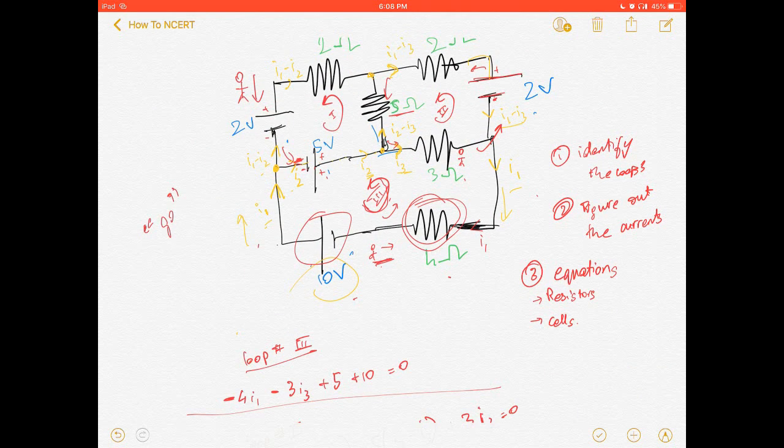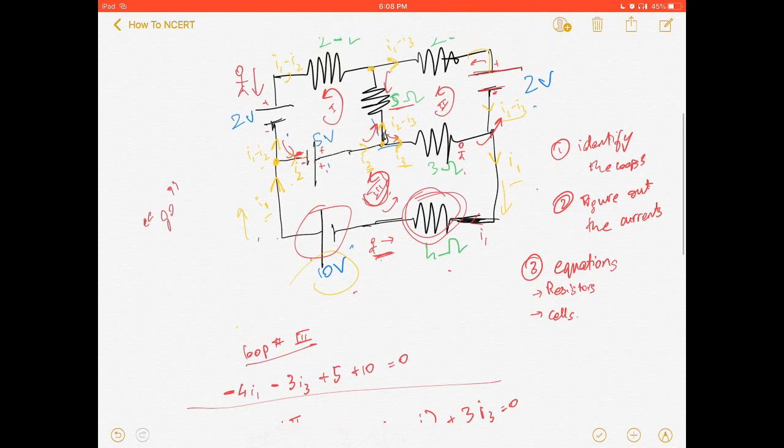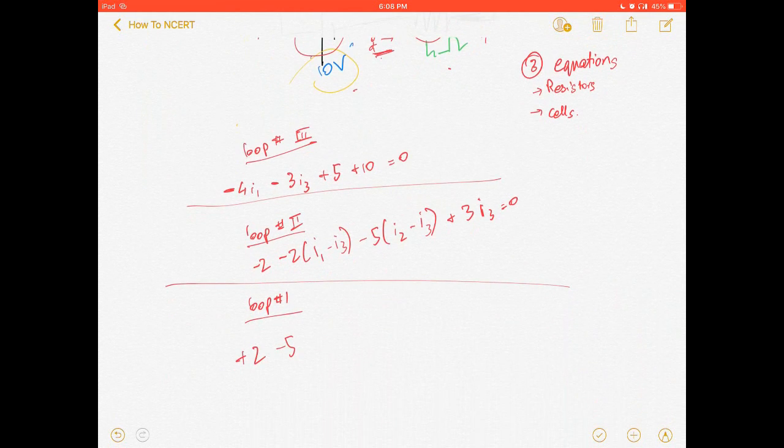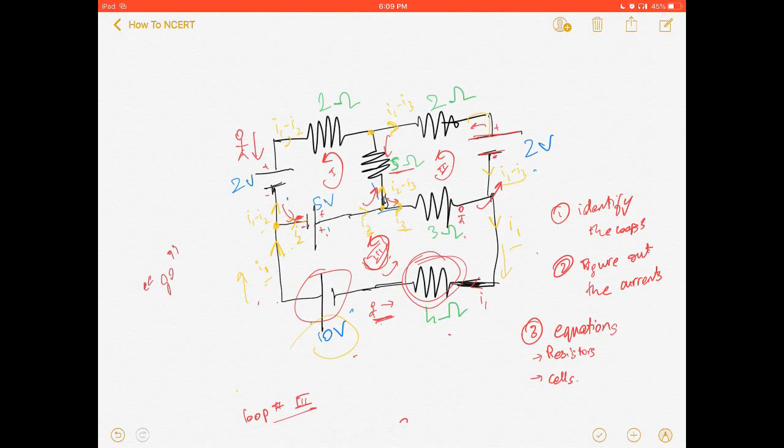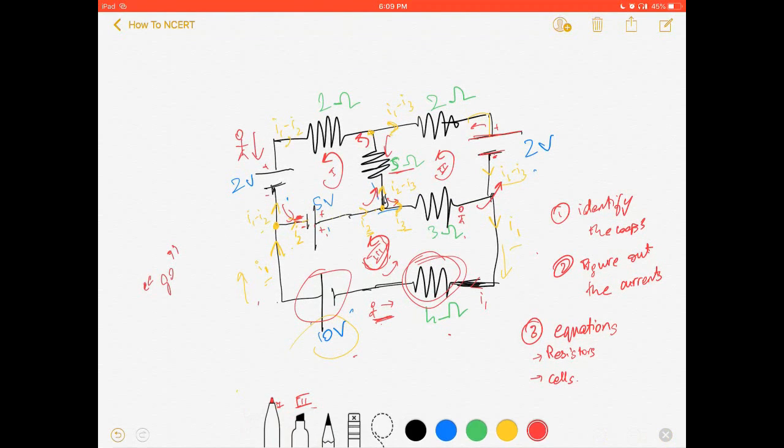Alright? Now I reach over here, I come this way. I come across a 5 ohm resistor. My current I2 minus I3 is in the same direction. So what am I going to get? A plus 5 into I2 minus I3 because same direction. I reach over here, I go this way. A 1 ohm resistor. That's a 1 ohm resistor. I'm sorry if you don't understand, my handwriting is horrible.